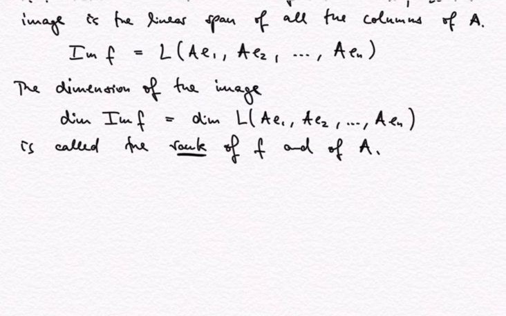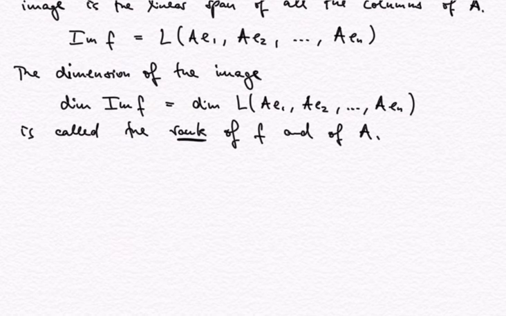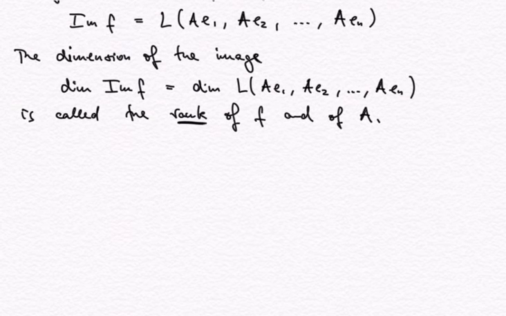This need not necessarily be n. Yeah? This is only n if all the vectors here, A e_1, A e_2, dot, dot, dot, A e_n, are linearly independent. This may or may not be the case. If this set of vectors is linearly dependent, then the rank may be smaller than n. So this is the rank of A.